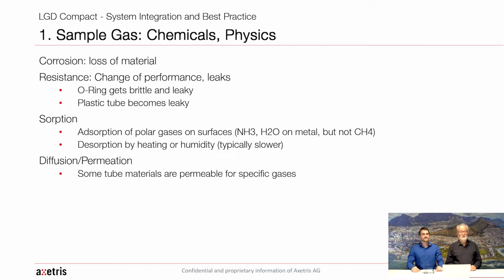Next item is sorption. Adsorption means molecules are stored at the walls. So for instance, polar molecules like ammonia get stored on the metal surface of the instrument. It's less critical with molecules like methane or, of course, H2 or N2. And there is also desorption, where these molecules are released from the walls. This can be triggered by heating or sometimes by humidity.